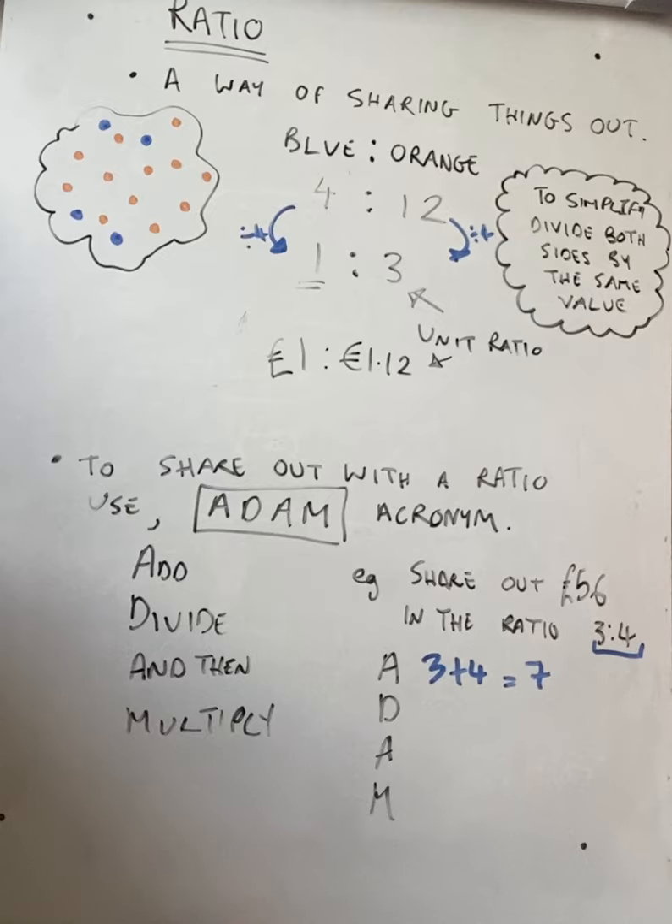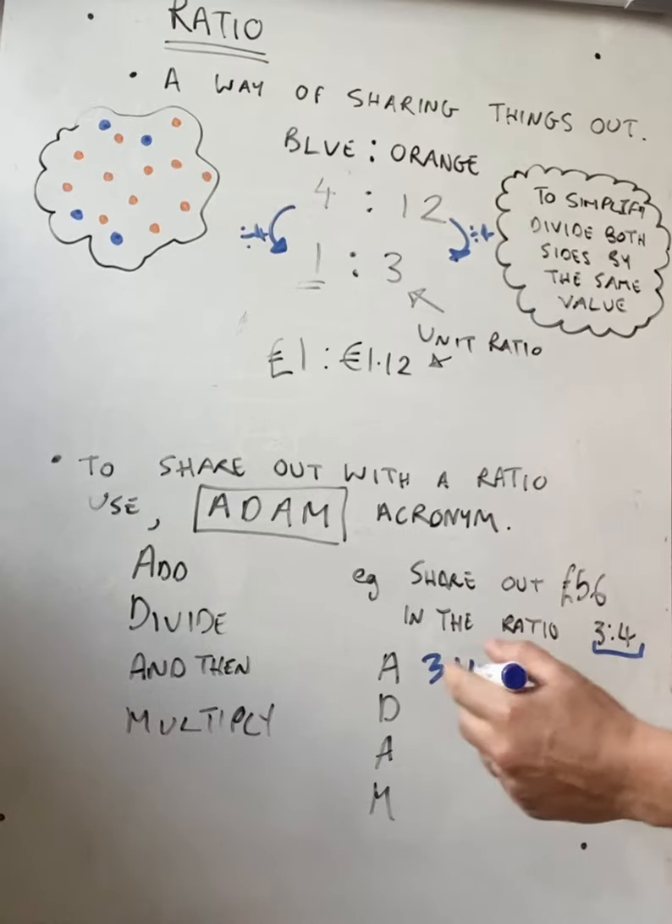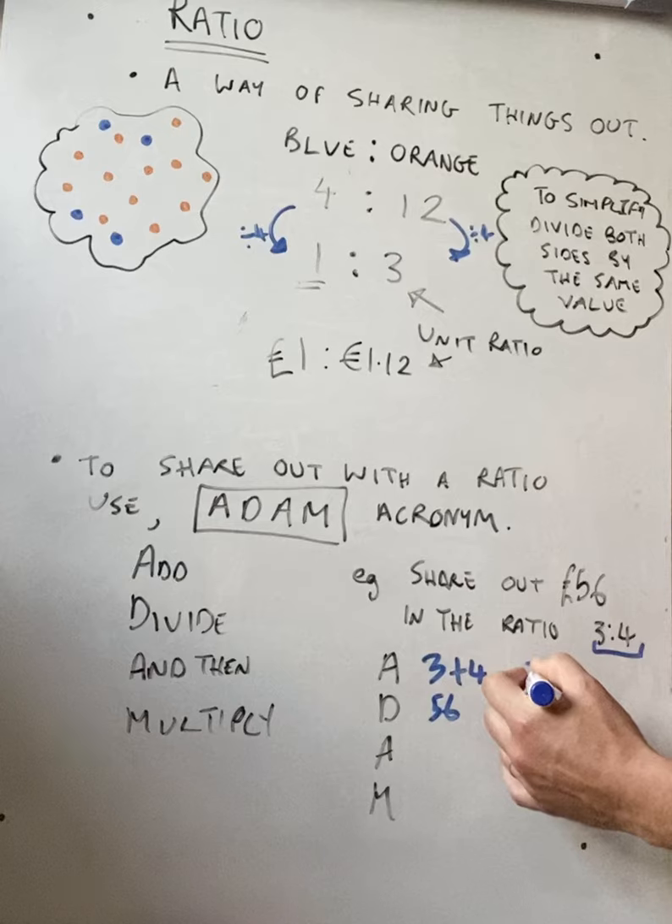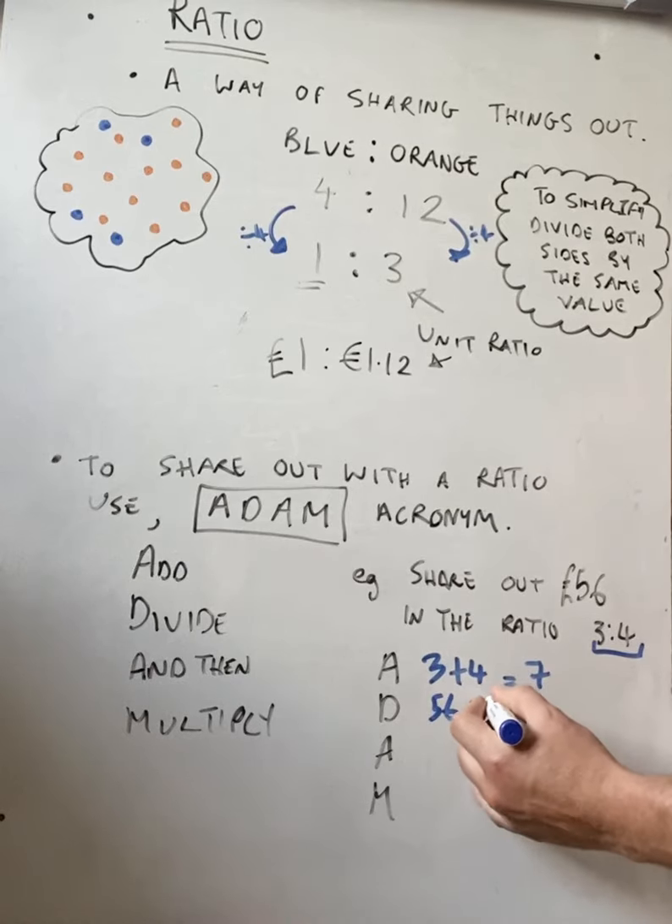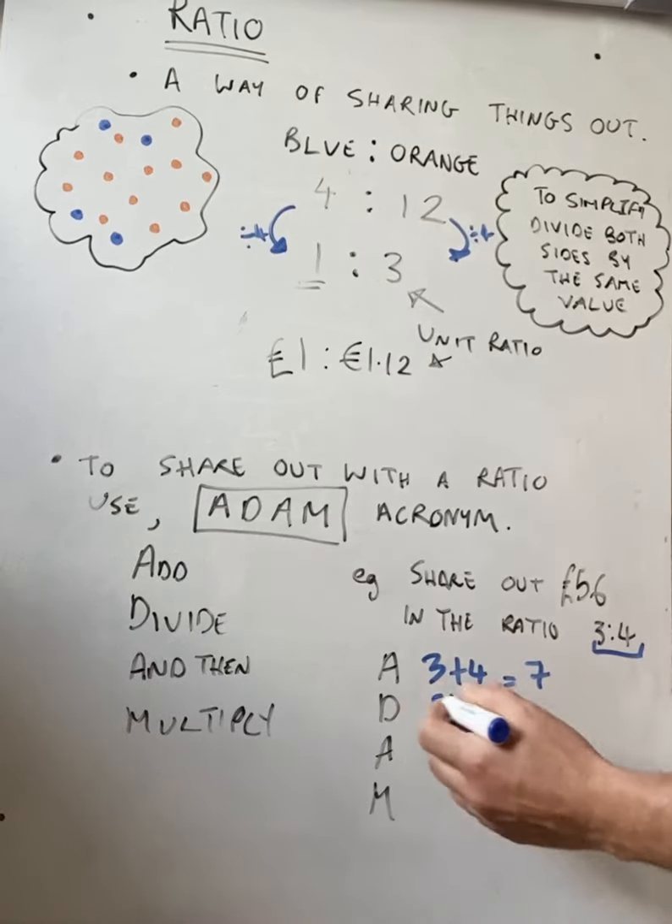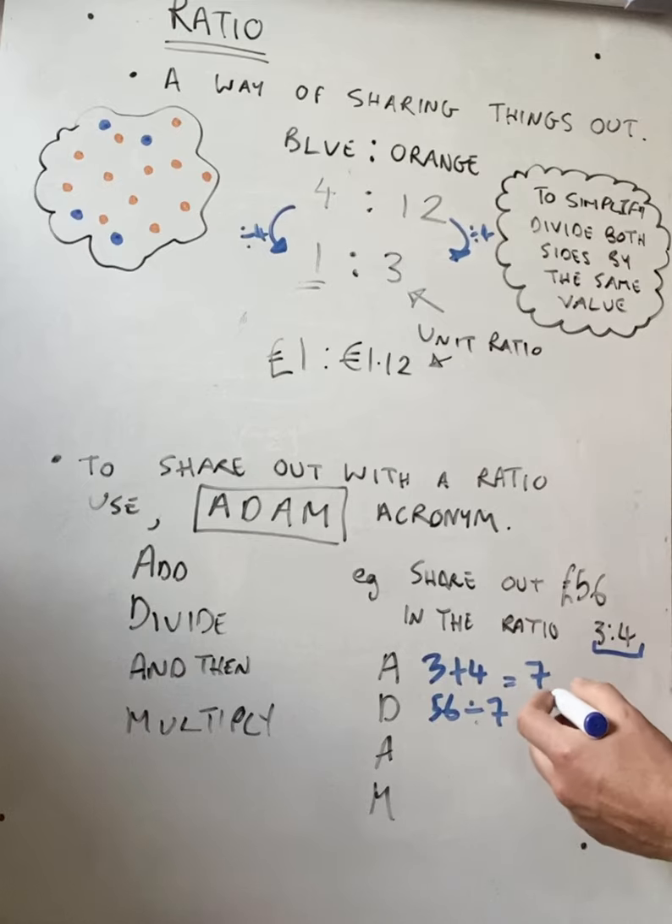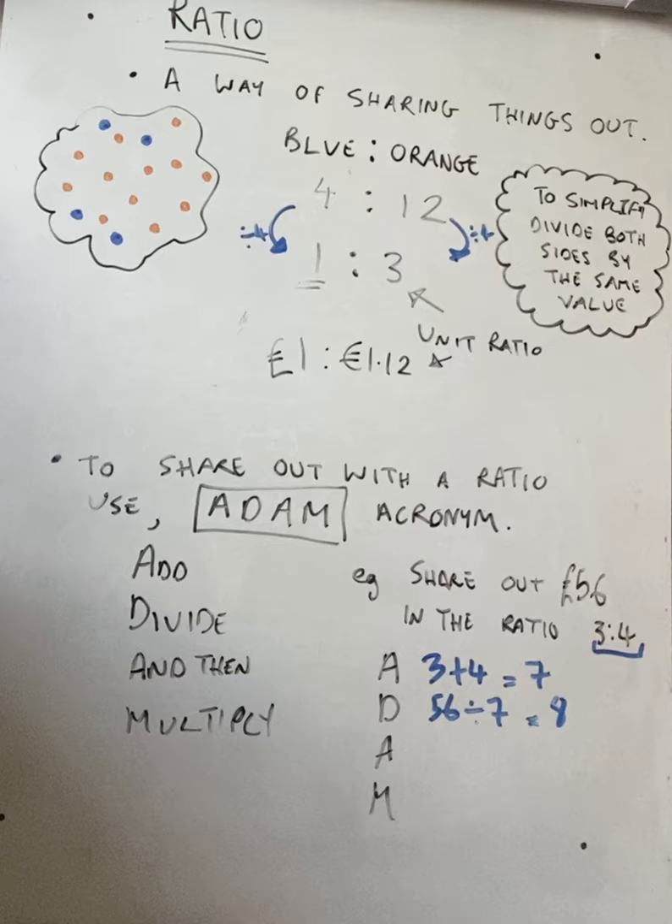The divide bit comes in, you look at what you're sharing out. So I'm sharing out £56 and I'm sharing it into 7 parts because that was the sum of the ratios. So 56 divided by 7 is 8, okay? Which means that I've got 8 blocks of my ratio.